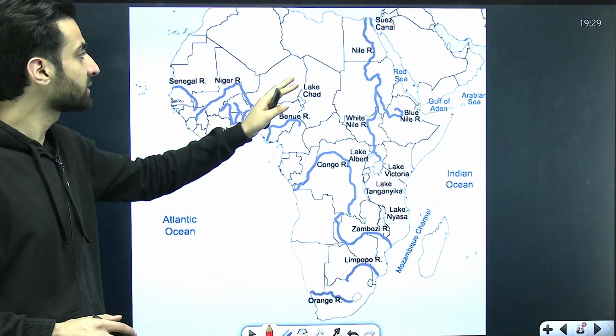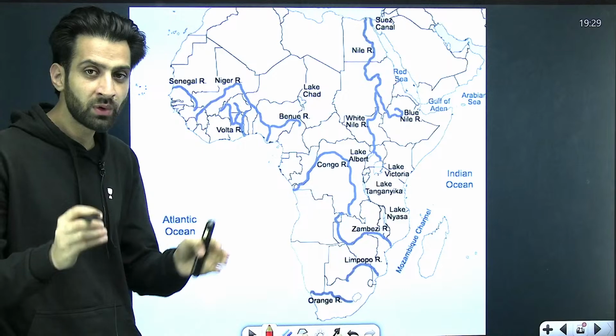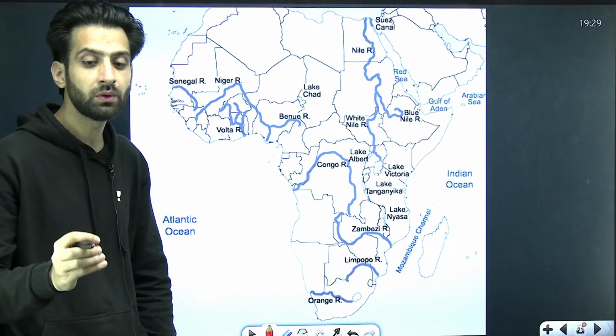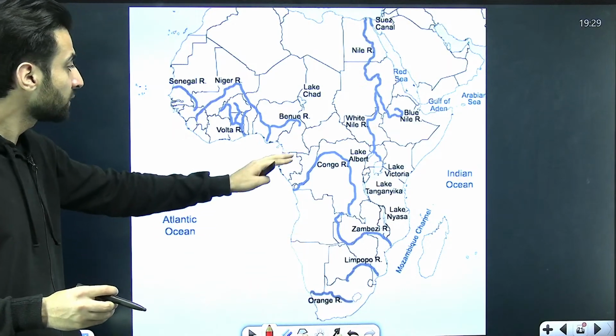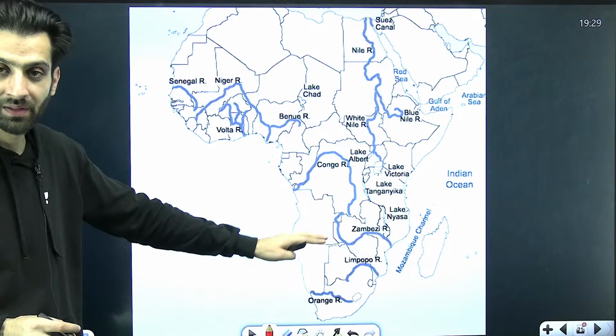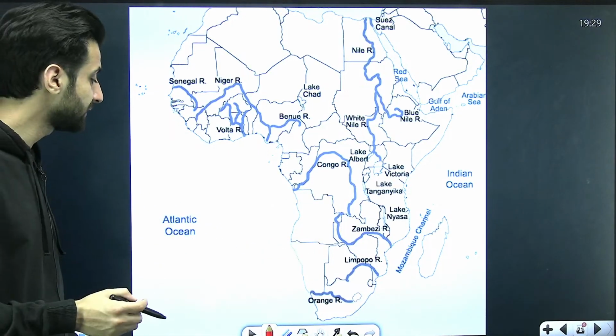Now we are going towards the rivers. Very important to know about the rivers. So what we are going to do here is name the countries. The blue lines that are visible to you are the rivers. So we are going to name the countries that are associated with the rivers. Is it clear? Because there is no naming of the countries, so let us start with that.